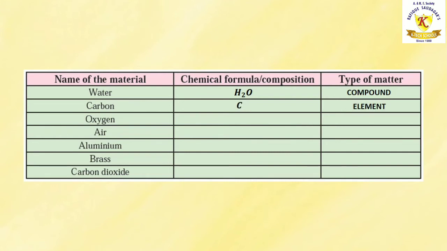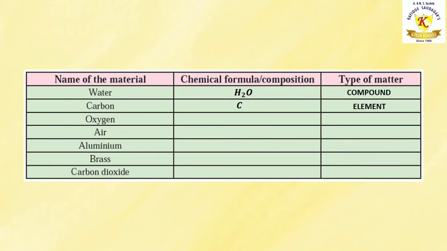Now children, compound means where there are more than one element. In water we have hydrogen and oxygen. So it is a compound. Whereas in carbon there is only carbon, C. So it is an element.